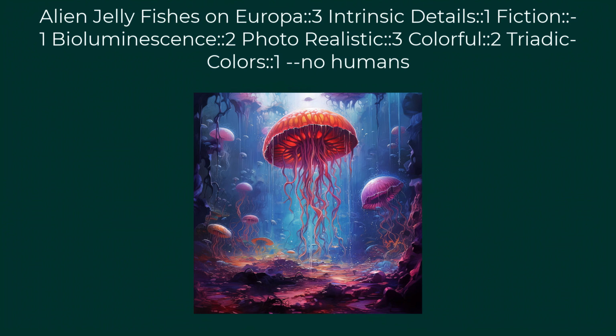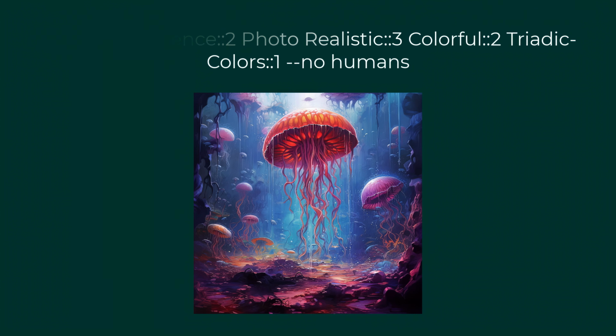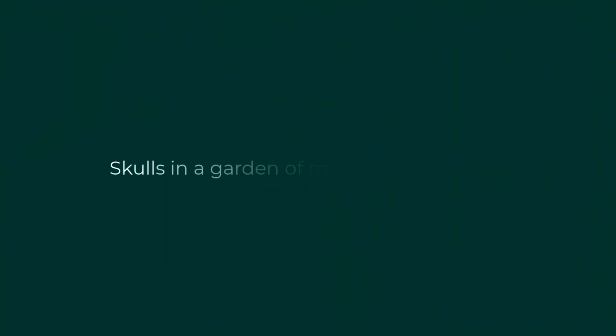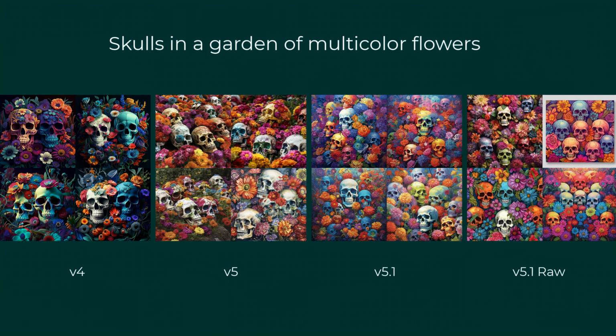Bioluminescence gives the creature the glow, be it jellyfish or any other biological life. Triadic color schemes stand out from one another and make for a vibrant, lively color palette. Moving on to the following prompt. Skulls in a garden of multicolor flowers. Simple, yet we get some beautiful images.